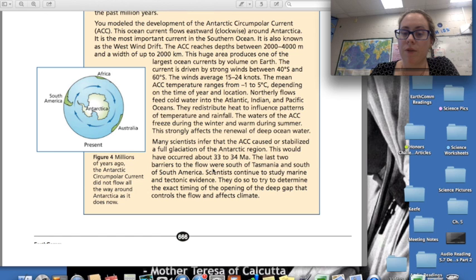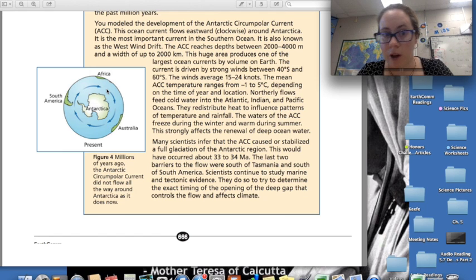The last two barriers to the south flow were south of Tasmania and south of South America. Scientists continue to study marine and tectonic evidence. They do so to try to determine the exact timing of the opening of the deep gap that controls the flow and affects climate.